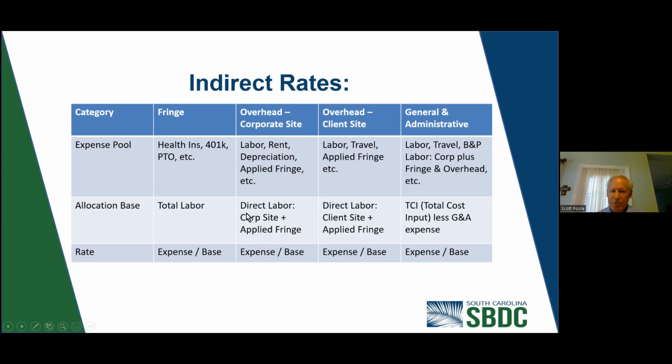Now, the base for the overhead on the corporate side is all the contracts that have the direct labor that were done on the corporate side. You're going to take that direct labor plus the applied fringe. Same thing with the on-site: the direct labor plus the associated fringe go with that. Now, when you get to general administrative, the base for that is the total cost input. So that's all the cost less the G&A expense that we see in the pool above.